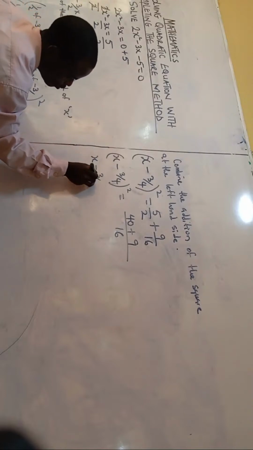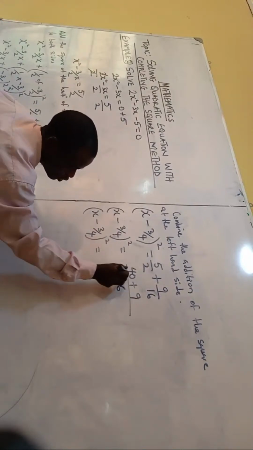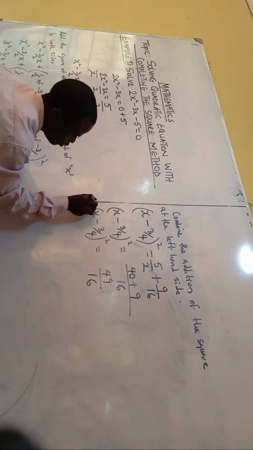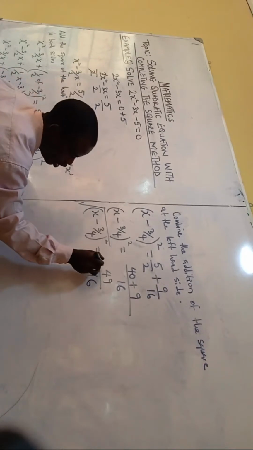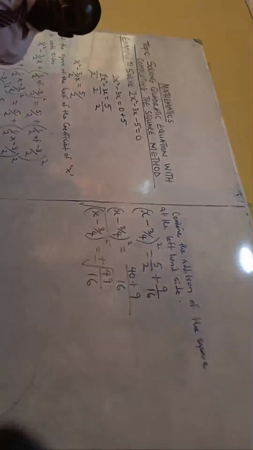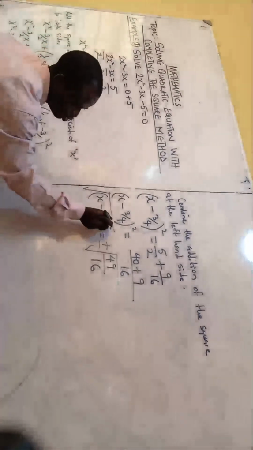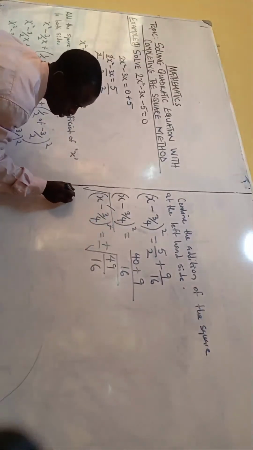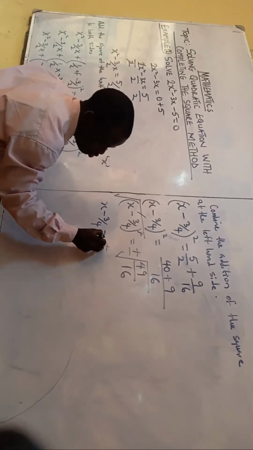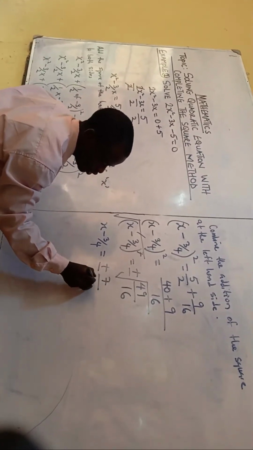X minus 3 over 4 squared equals 40 plus 9, that's 49 over 16. Now find the square root of both sides. Now introduce minus. It's very important. Yes, sir. Must introduce that. Now cancel the square root. You are left with x minus 3 over 4 equals plus or minus square root of 49, 7, and square root of 16, 4.